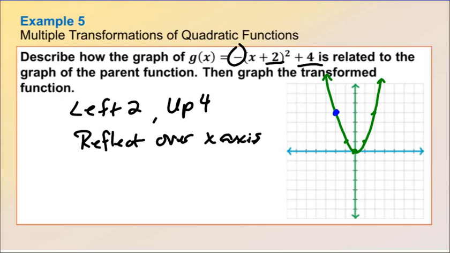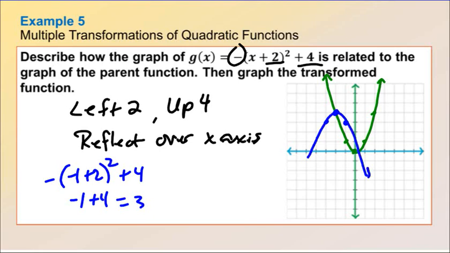So now let's just put a number in for x. I'm going to put -1 in for x. -1 plus 2, and I square it, and then add 4. -1 plus 2 is 1. 1 squared is 1. Times -1 is -1, plus 4 gives us 3. So I have -1, 3 should be here. So the graph would look something like that.